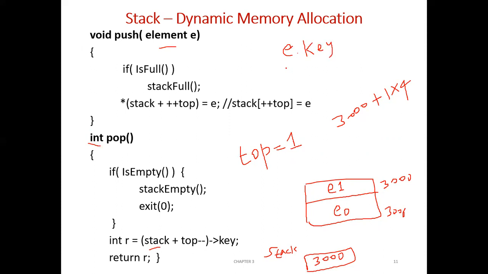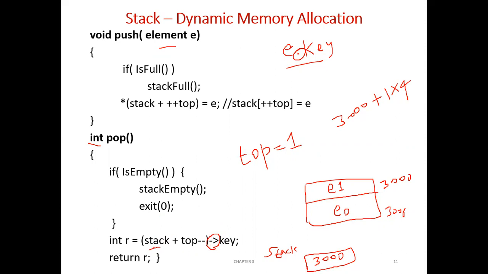But this is not an ordinary variable, it is a pointer variable. So when you access a structure using a pointer, instead of the dot operator, you should use the arrow operator. Please note this down. When we access a structure using a pointer, then instead of the dot operator, we have to use the arrow operator. That's the reason we are using arrow here.